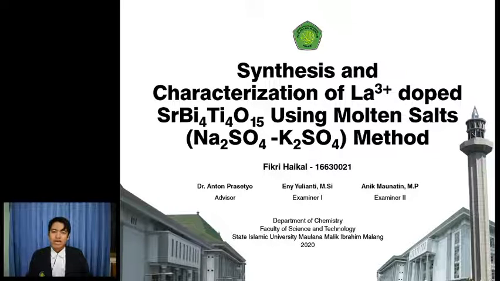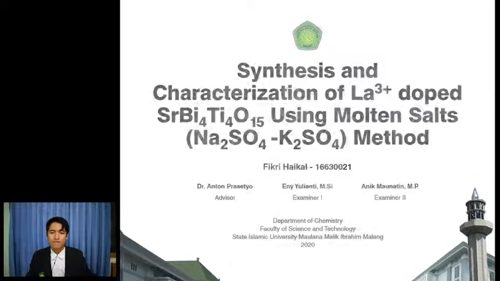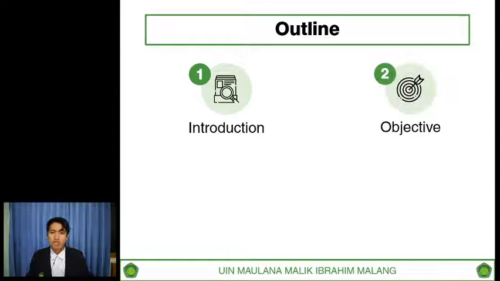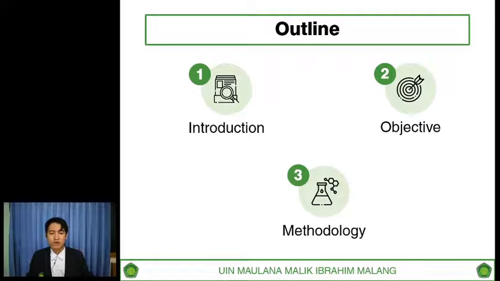My name is Fikri Haikal, and in this great opportunity, I would like to present to you my research proposal, synthesis and characterization of lanthanum doped strontium bismuth titanate using molten salt method. First of all, I would like to explain the outline of this presentation. The first one is introduction, the second one is objective, the third one is methodology.